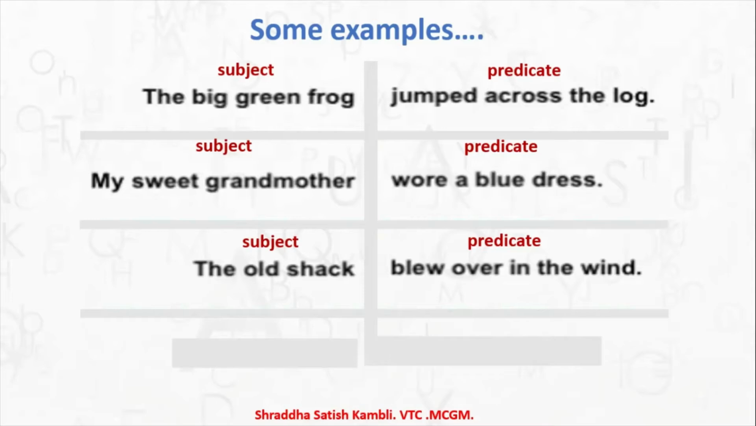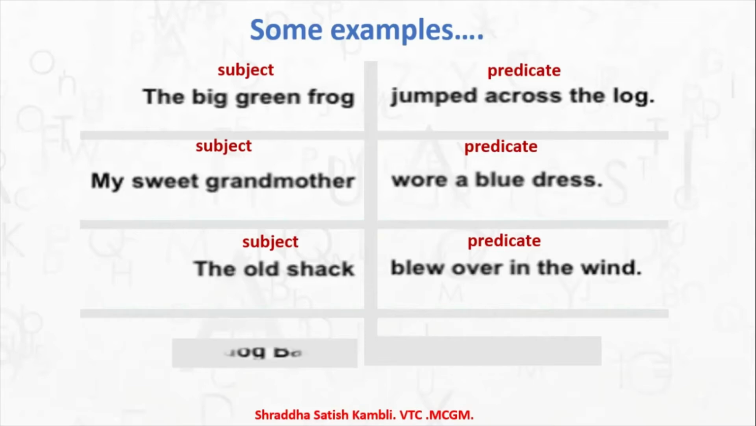Now you can see the wind here, you can see a blue dress here, you can see the log here. These are all part of the sentences. The log is a noun. The blue dress is a noun. The wind is a noun. But remember, it is part of the predicate. It is not part of the subject. So every subject is a noun, but it doesn't mean that every noun will be the subject. Here, the wind, the log, the blue dress, these are part of the predicate. So that is a rule that we learned.